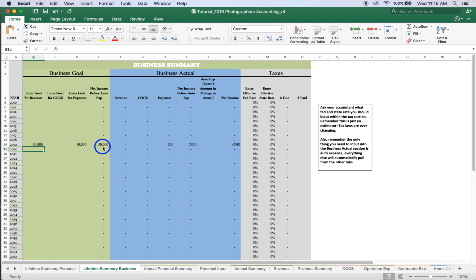So I'm going to show you how these numbers came about, and how you can use this example to set your own business goals. You'll notice right here that my goal for revenue is 60,000, but I want to net 50, and then there's my goal for expenses, and it's not really a goal, that's just how much you think you're going to spend in expenses per year.